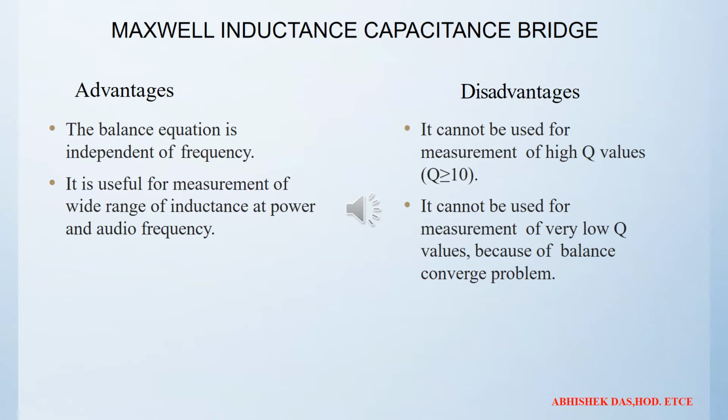Among them, there are some disadvantages in the Maxwell inductance capacitance bridge. It cannot be used to measure high quality factors. It also cannot be used to measure very low quality factors because of the balance problem.